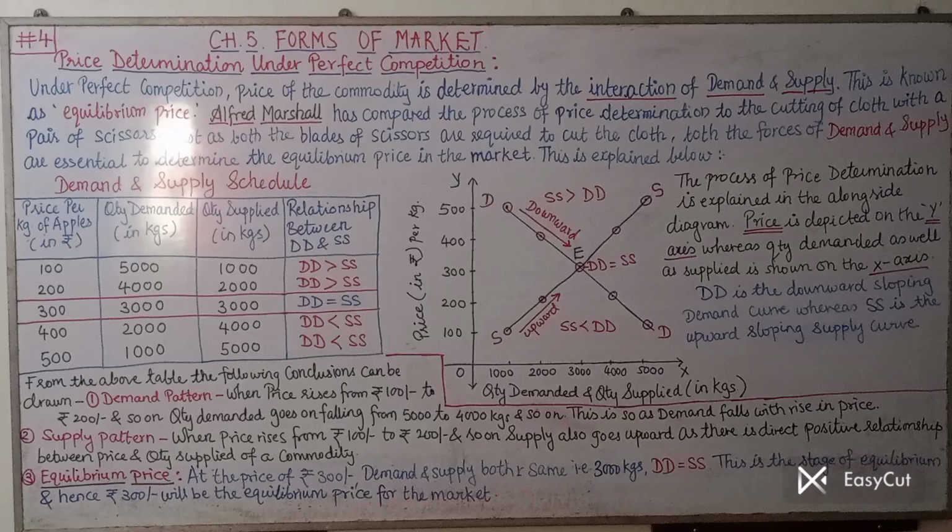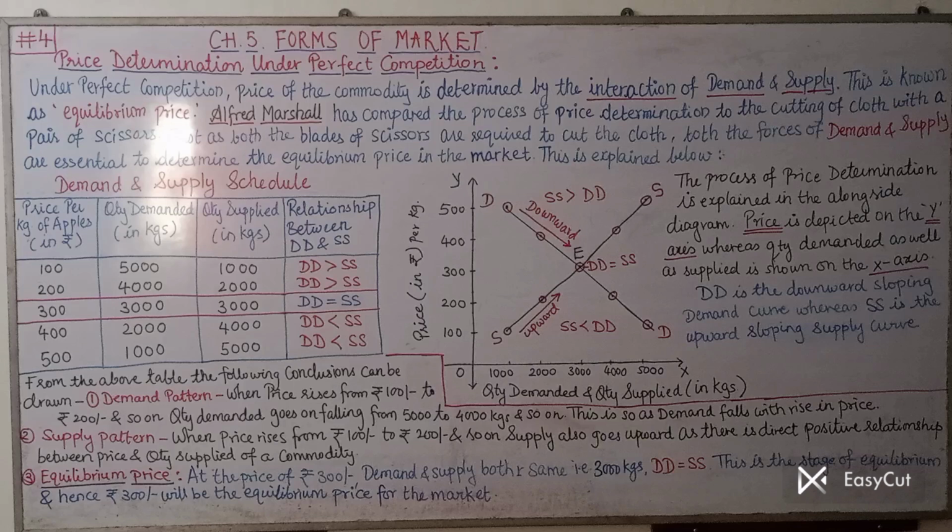See the supply curve: 100 rupee price, 1000 quantity supply. 200 price goes up, supply goes up. So likewise I have plotted the points clearly and made a circle around them so that you will come to know how to plot the points. And at the price of rupees 300, which is clearly shown in the diagram, there is the equilibrium point which we are getting by the interaction of demand and supply curve. There I have shown DD equal to SS.